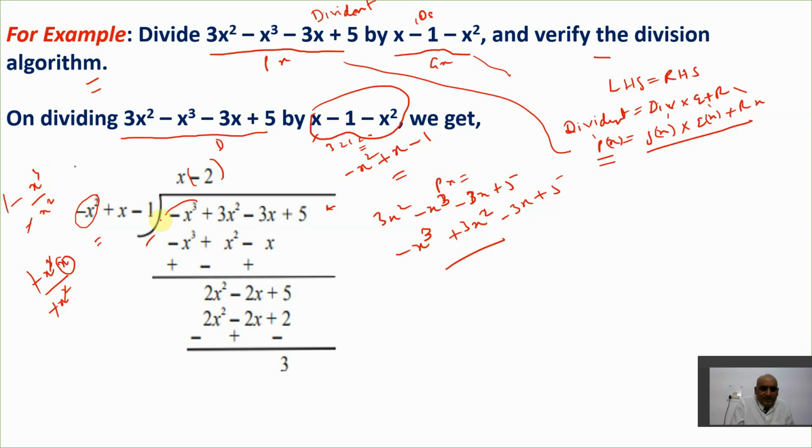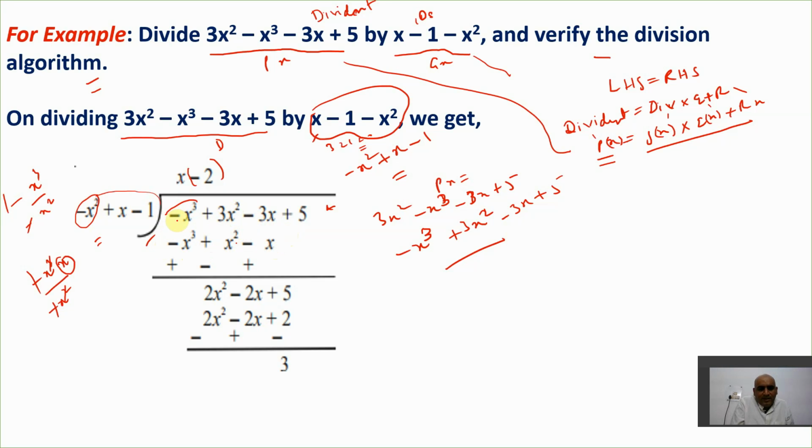Now, if I multiply this by x, the whole equation is going to be multiplied by x for sure. So minus x square into x is minus x cube. Then 1x into x is equal to x square. Then minus 1 into x is minus x. So I have written the full equation multiplied by x. Now after writing this, we need to subtract both of these two.